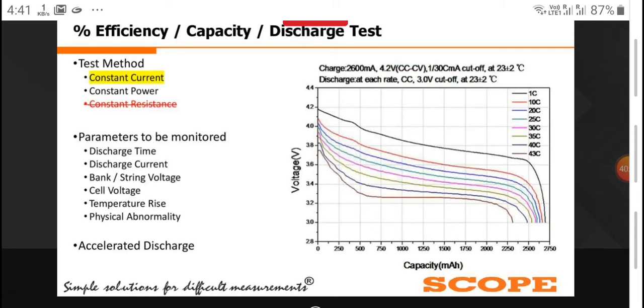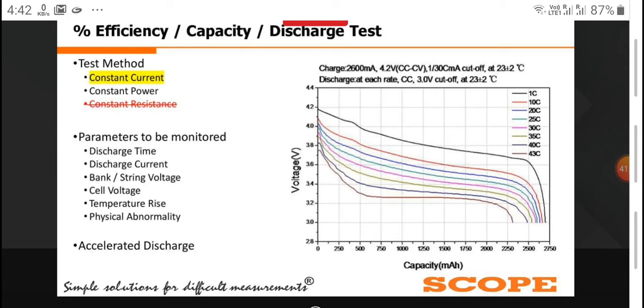Now, beyond the rated discharge, we also have the accelerated discharge facility. To understand what accelerated discharge is, you can see this in the curve, the 1C. 1C denotes that we are doing the discharge at the rated current capacity, the rated current. 10C is 10 times that of the rated current. And based on that, we go up to 43 times the rated current. We are doing the accelerated discharge.